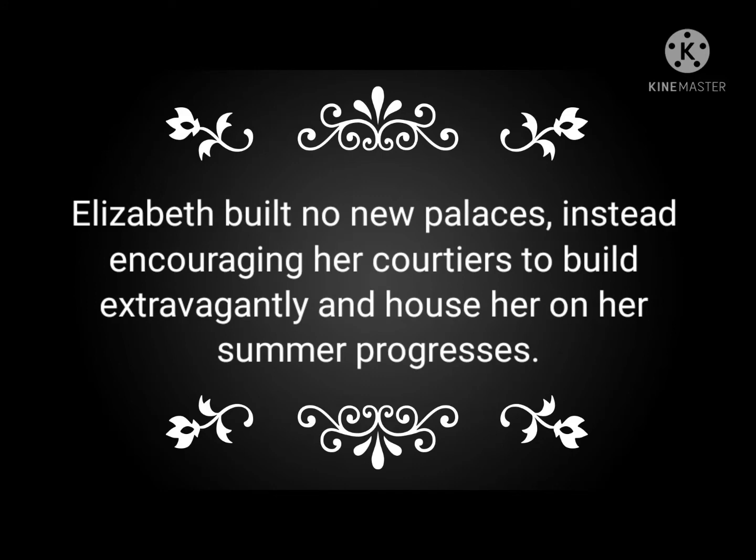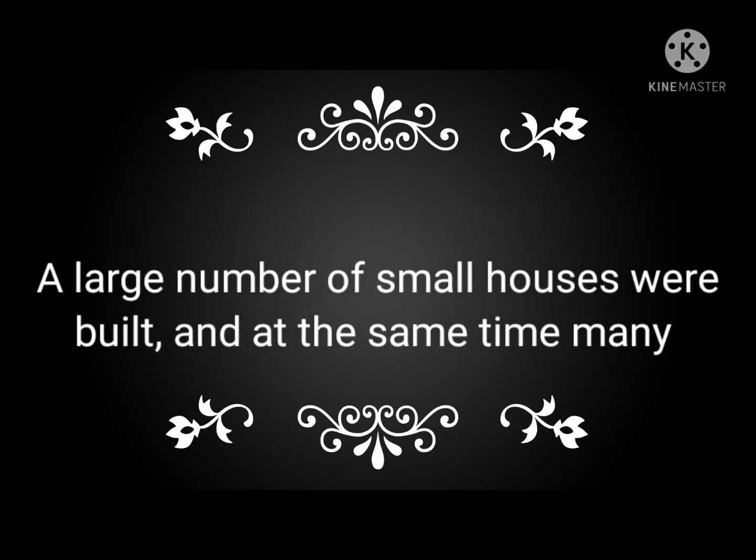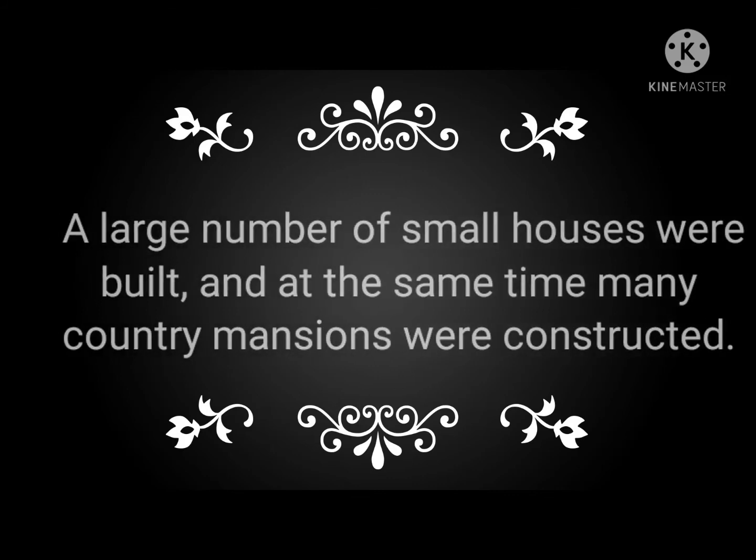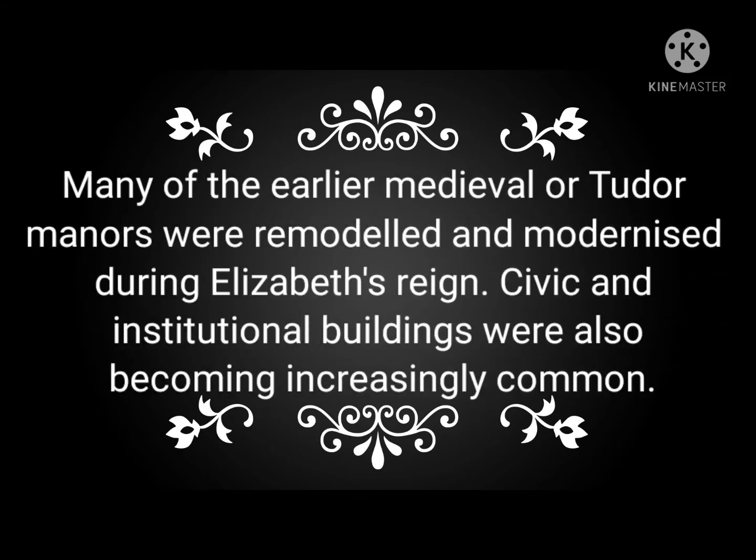Under Elizabeth, there were no new palaces, instead she encouraged her courtiers to build extravagantly and house her on her summer progresses. A large number of small houses were built, and at the same time, many country mansions were constructed. Many of the earlier medieval or Tudor manors were remodeled and modernized during Elizabeth's reign.